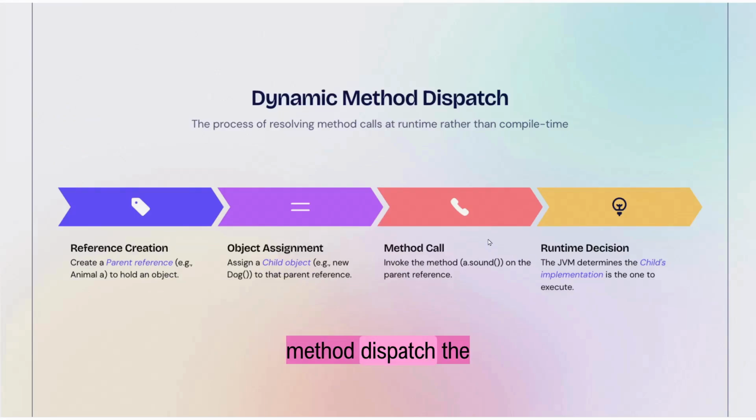So now dynamic method dispatch, the process of resolving method calls at runtime rather than compile time. Reference creation, create a parent reference. Example, Animal to hold an object. Object assignment, assign a child object. Example, new Dog to that parent reference. Method call, invoke the sound method of the parent reference. Okay. Runtime decision, the JVM determines the child's implementation is the one to execute. Okay.